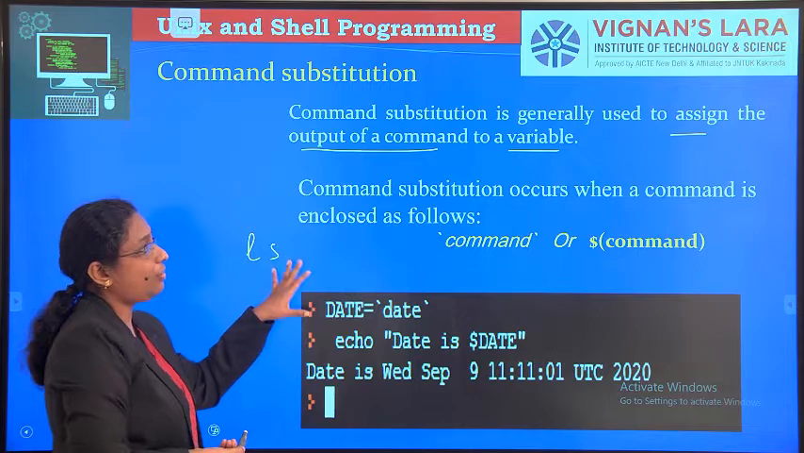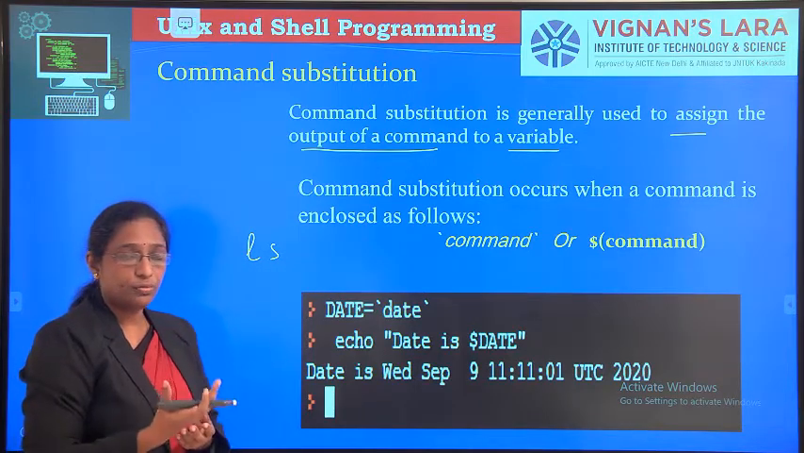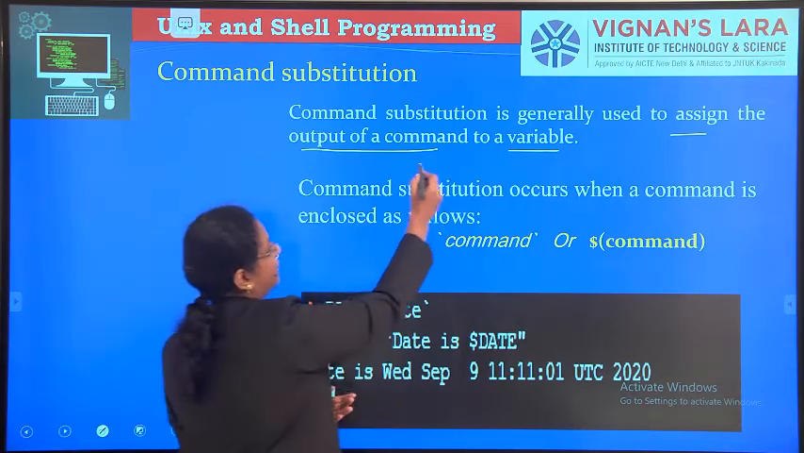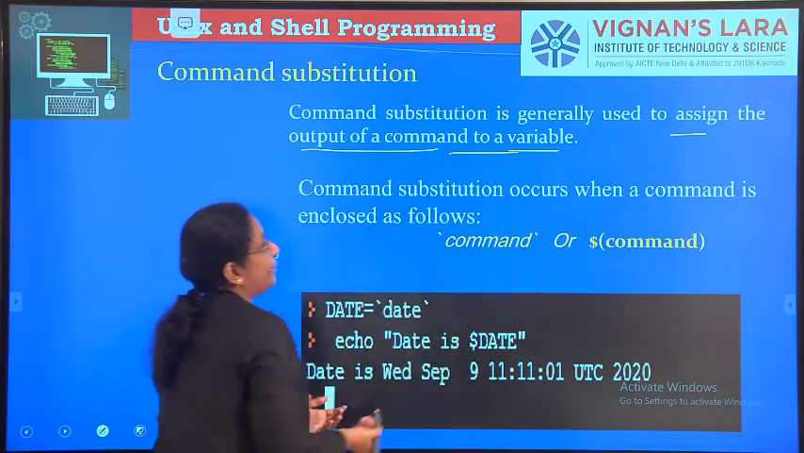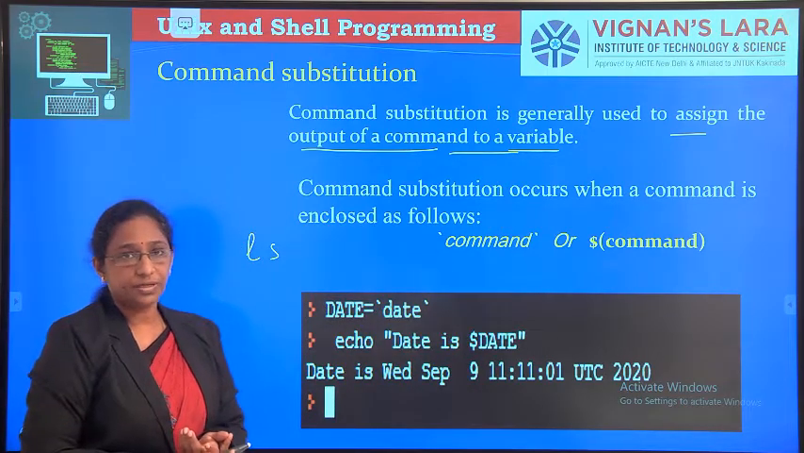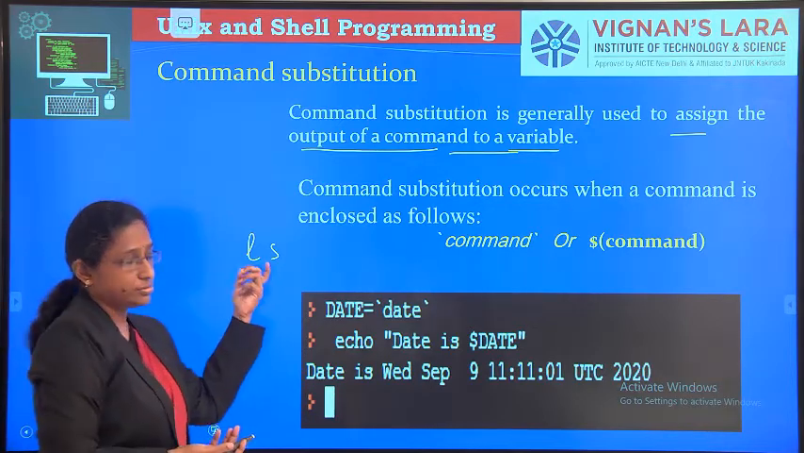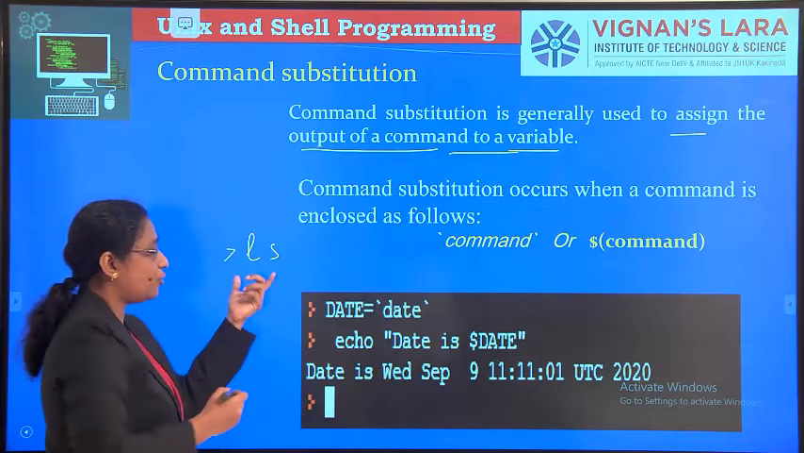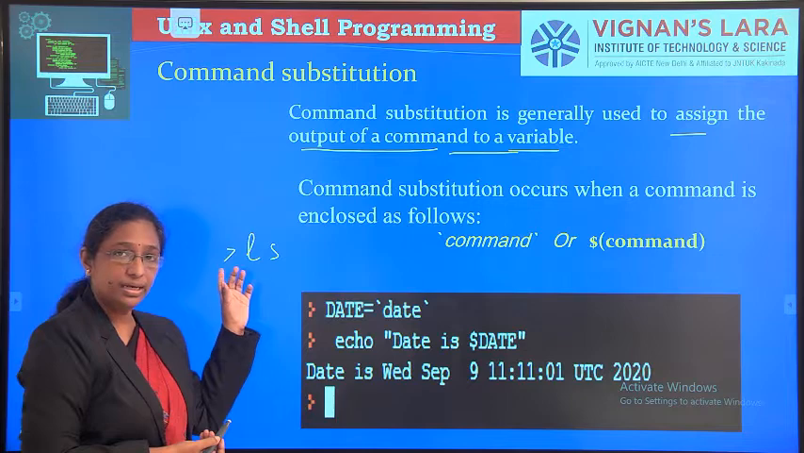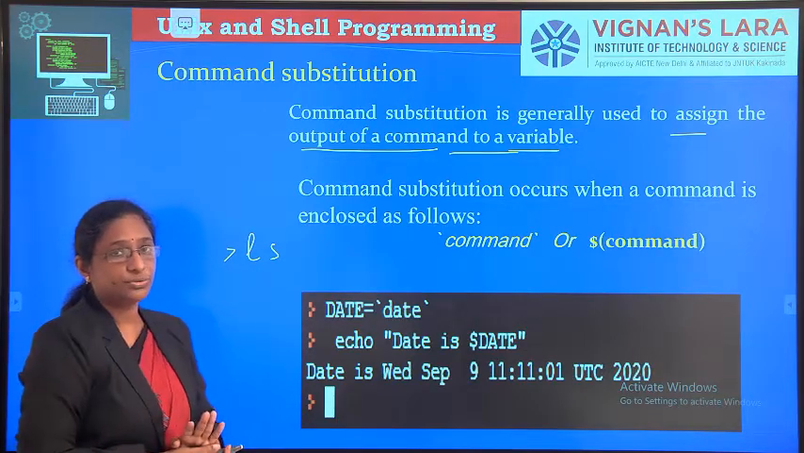Now what I want to do is that whatever the output of the command is, it should be assigned to a variable. To assign the output of a command to a variable, we can use command substitution. Command substitution is used to assign the output of a command to a variable instead of displaying it on the monitor.